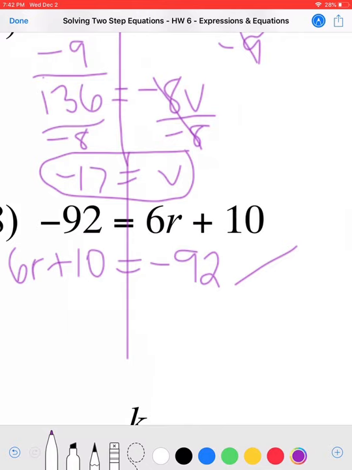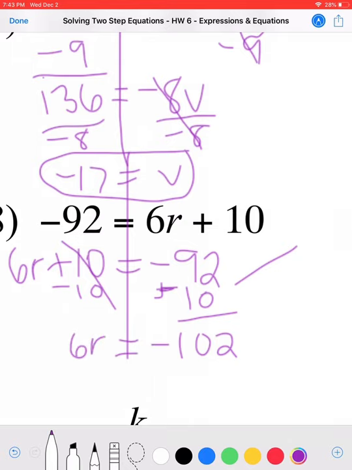Still has all the same terms, all the same signs, because our 6r and our 10 are positive. They're both positive on the left side, but our 92 is negative, so I carried that negative 92 over with it, okay? So we take care of our whole number first. We're going to subtract 10 because that is the opposite of plus 10. Negative 92 minus 10. So this is adding 92 and 10 together, which is going to give you 102. Both sides are negative, so our number is going to be negative.